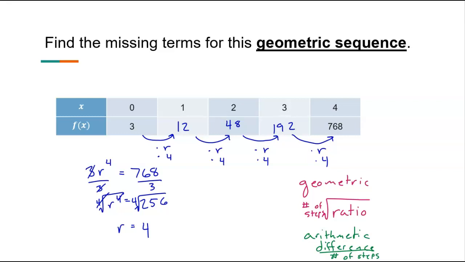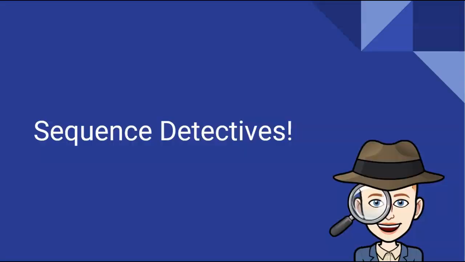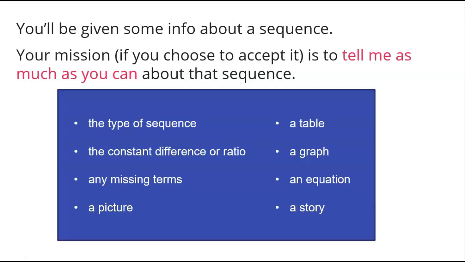So now we are going to look at pulling everything together, and we're going to be sequence detectives. You're going to be given some information about a sequence, and your mission, if you choose to accept it, is to tell me as much as you can about that sequence. You can tell me what type of sequence it is, the common difference or ratio.